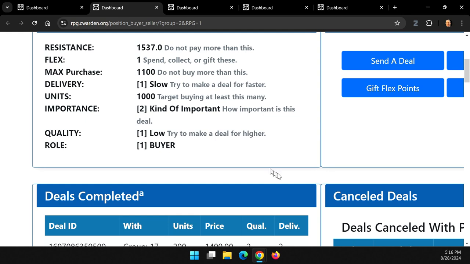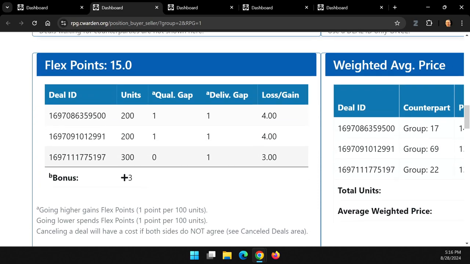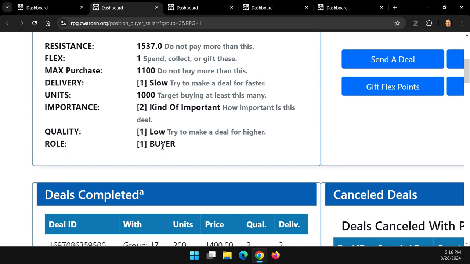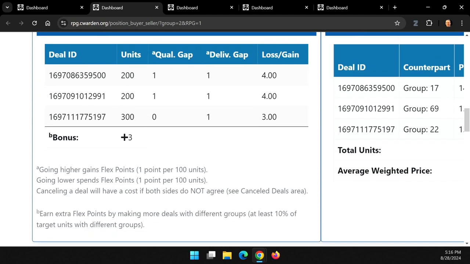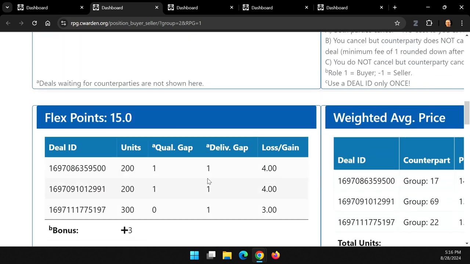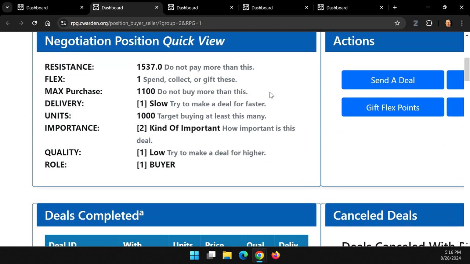All right, so how does this affect your points? Well, the first and most important effect is on your flex points. So your flex points, you gain points or you lose points by doing what I just said. So in this case, we are a buyer. So if I'm a buyer and I can buy at a better quality and at a faster speed, that's good for me. But what do we mean when we say better or faster? We mean this number right up here. These are the numbers that matter. So if my quality is low, and if I can get medium, I'm going to gain a flex point. If I can get high, I can gain 2 flex points.